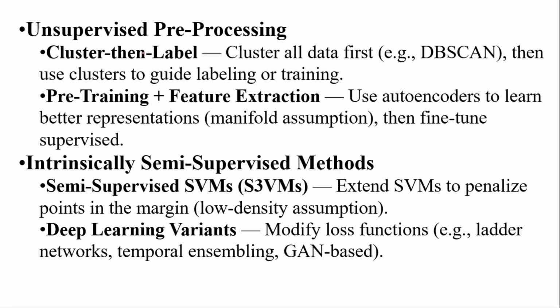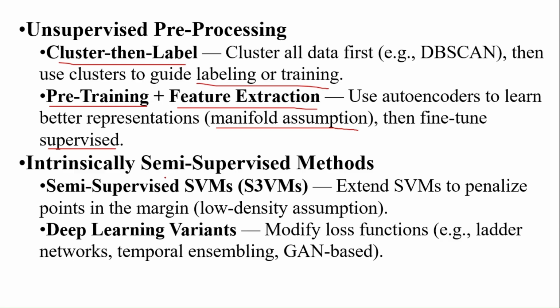Next, we have unsupervised pre-processing. We have cluster, then label. Cluster all the data first, like with the help of DBSCAN. Then use the clusters to guide the labeling or training. So, what is pre-training and feature extraction? Use an autoencoder to learn better representations with the help of the manifold assumption. Then fine-tune with supervised learning. So, these are the techniques for semi-supervised learning.